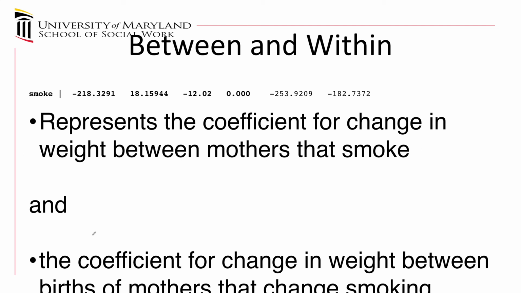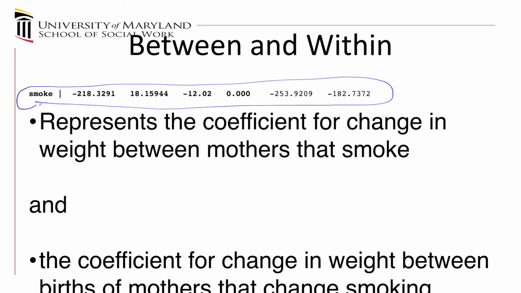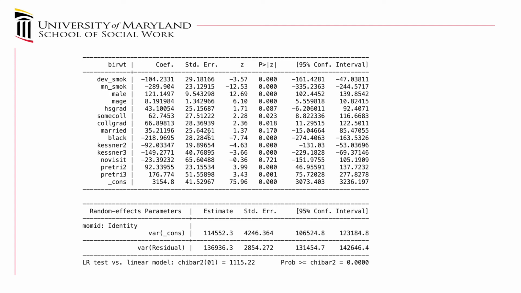So I want to focus on the smoking variable, because as I mentioned before, there is a problem with it in that it represents the coefficient for change in weight between mothers that smoke, right? So there's a between variance there. And it also represents the coefficient for the change in weight of births between births of mothers that change on the smoking variable, the within. So this coefficient includes both the within and the between variability, and that's probably not what we want.